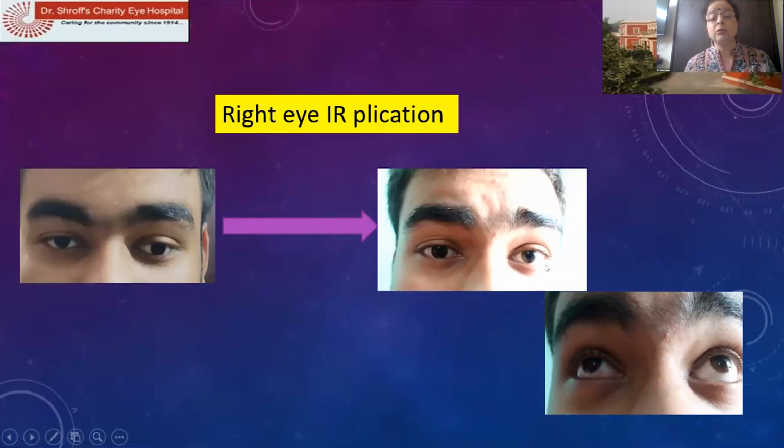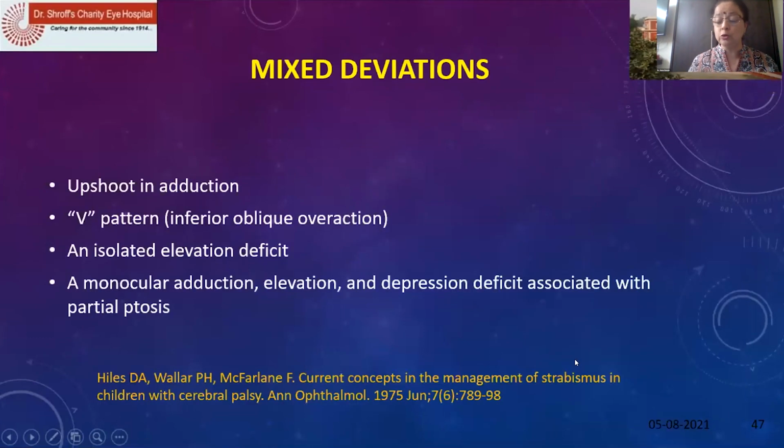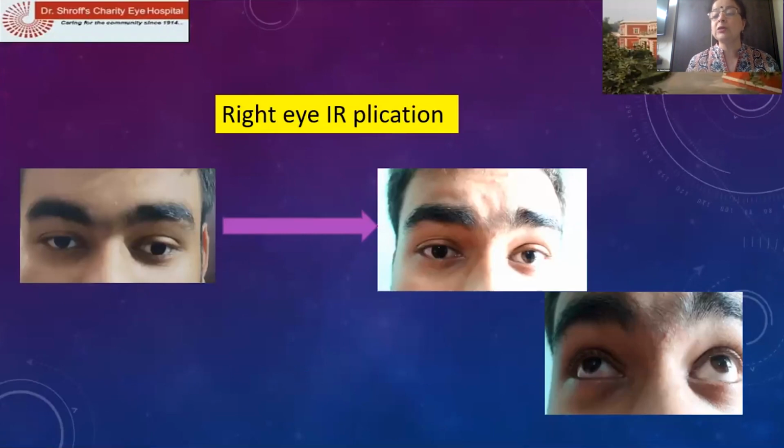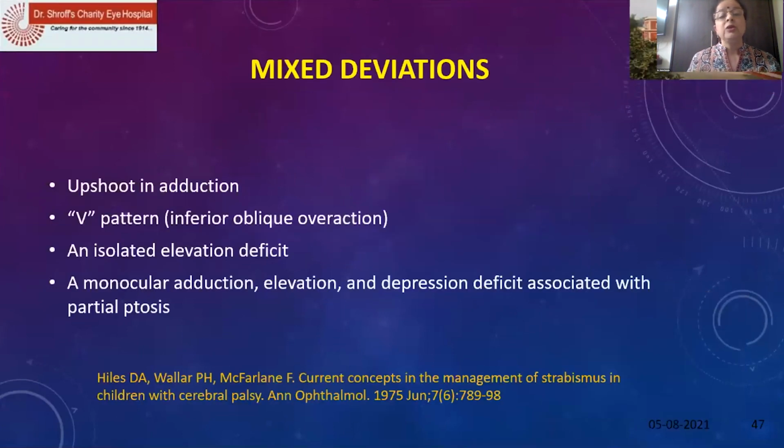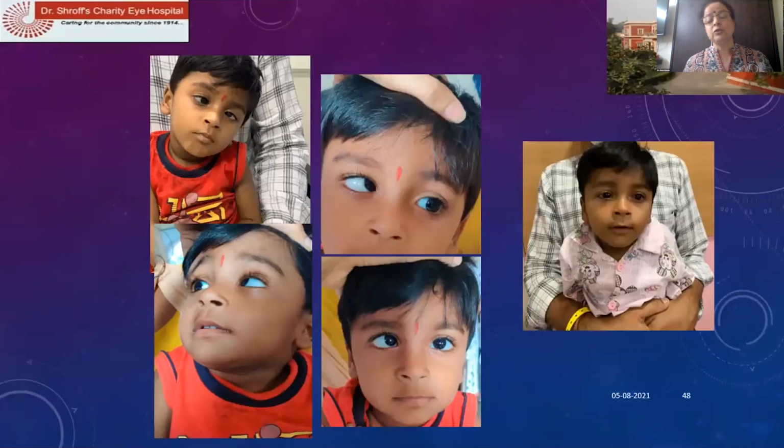So I wanted to ask, is this seen routinely? I don't do too many plications, but because I wanted to prevent an anterior segment ischemia, I did a plication on his inferior rectus. This is just the third week after surgery, but there was mild limitation of upgaze. So there are mixed deviations in these cases, and we need to look at all types of squints.